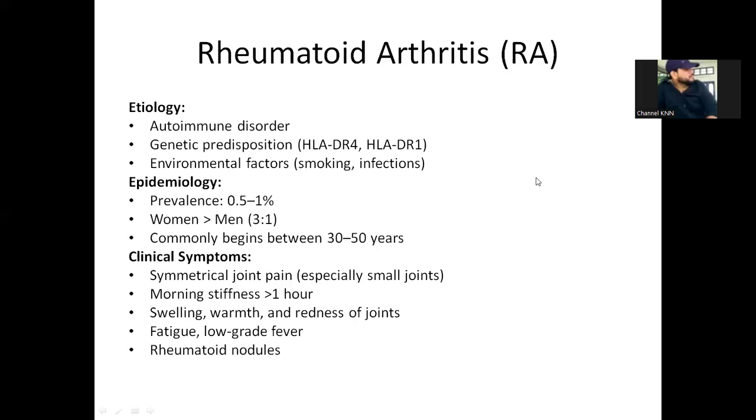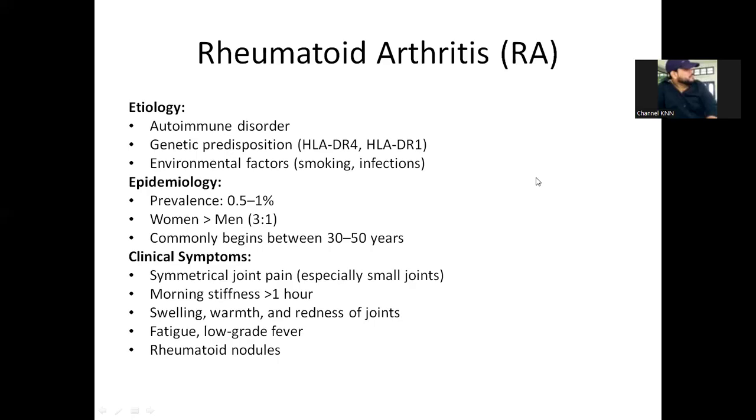Hi, hello everyone. So today we are going to discuss rheumatoid arthritis. Pharmacotherapy of musculoskeletal disorders. In that, the first one is rheumatoid arthritis. What is rheumatoid arthritis? It is nothing but inflammation of joints.